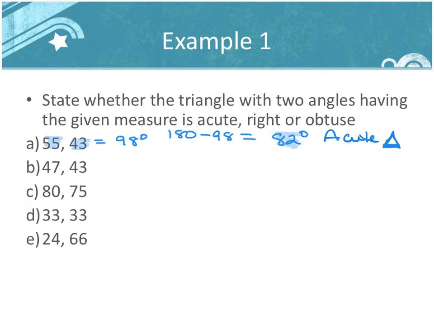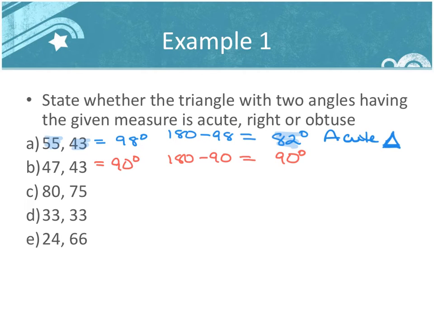Next, I'm going to do the same thing. I'm going to add 43 plus 47. When I add those, I get 90 degrees. So to find my missing one, subtract it from 180, and the missing angle is 90 degrees.